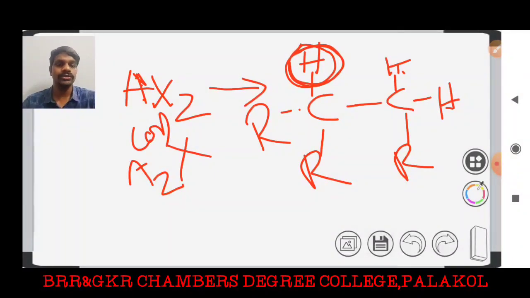Why does this hydrogen not show a singlet? Why is it split into a triplet? Because this hydrogen has two adjacent hydrogen atoms, and according to the n+1 rule, 2 + 1 means 3, so this hydrogen is split as a triplet.